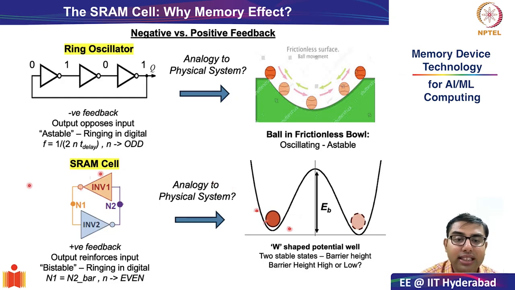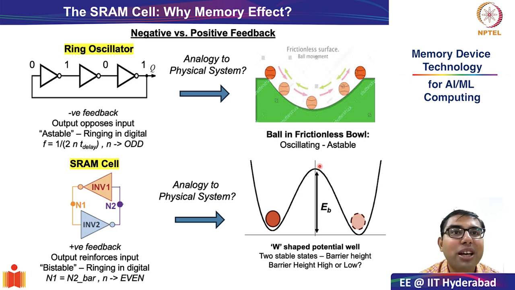So as we saw, there are two stable states. In the case of the SRAM cell, you have storage node N1 as 1 and N2 as 0, and vice versa. Similarly, here also there are two stable states, or you can call it a bistable state. In addition, as we will see, there is also a metastable state. The metastable state in this case will be at the top of the barrier.